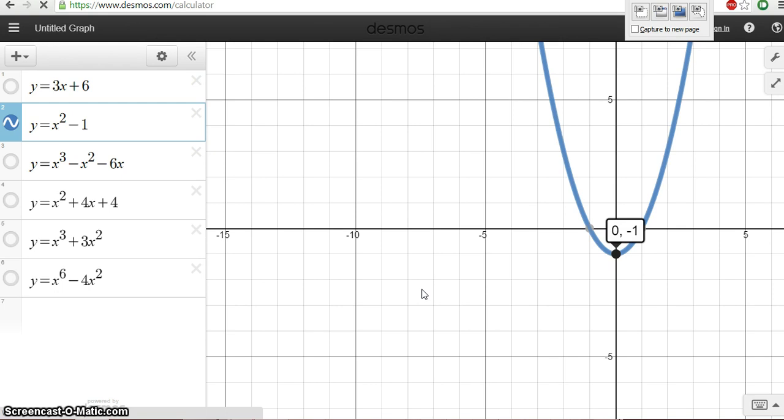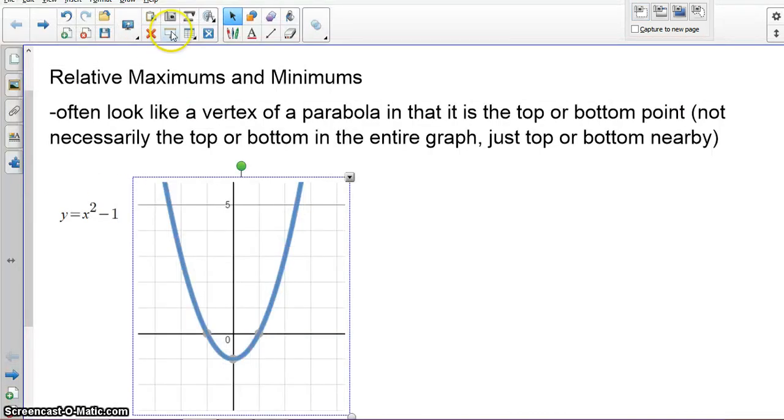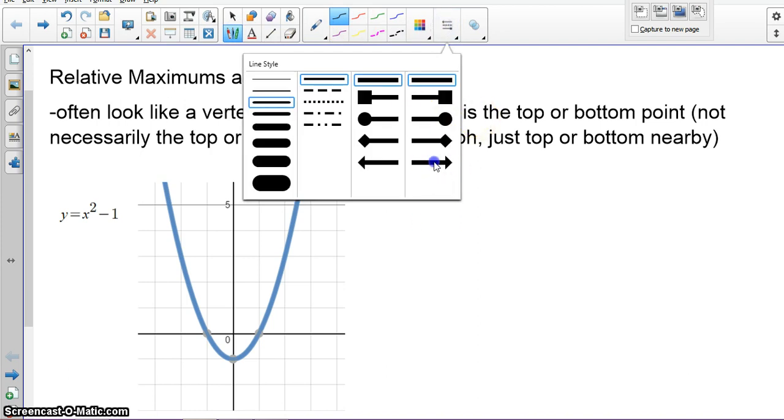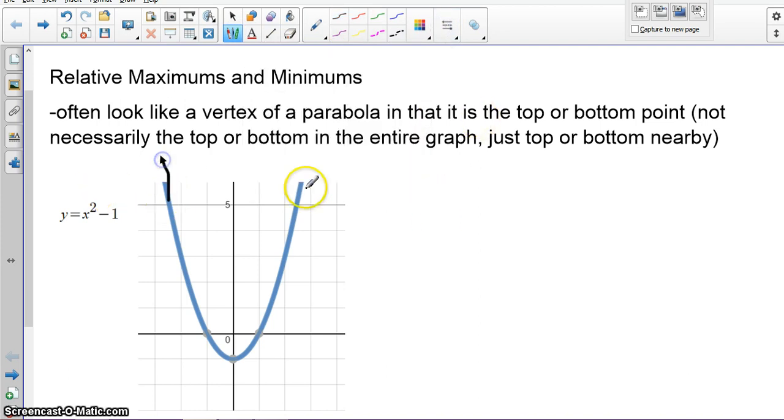Notice the end behavior from class today. It is going up. Let me go back to what I can draw on here. As x goes to the left, y goes up. As x goes to the right, y goes up. Let me erase this because it looked dumb. So it still has the same end behavior like we talked about in class.